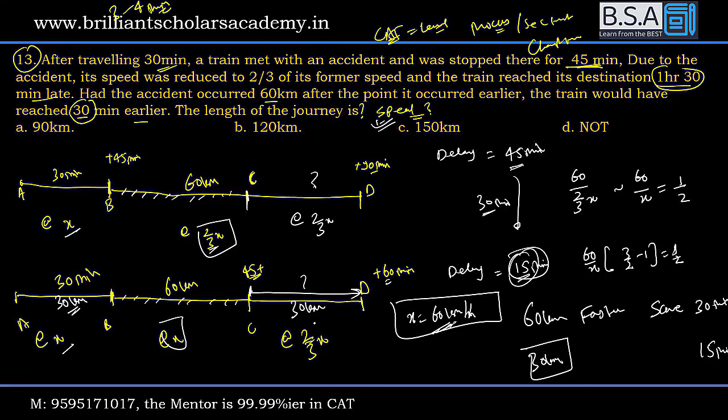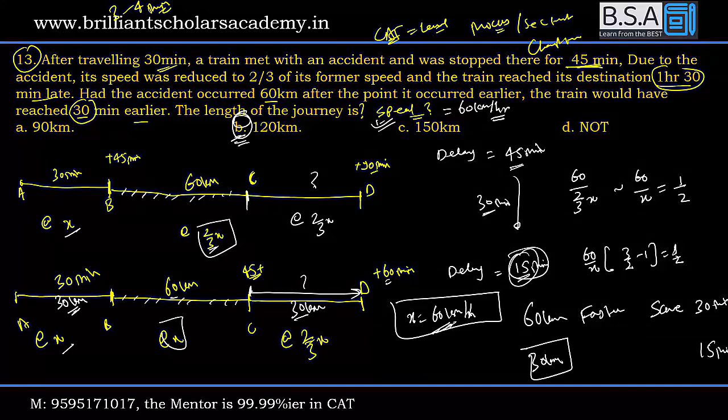So the last lap is 30 kilometers. Total is 30, 60, 30, 120 kilometers. You can answer for speed. Speed in this case is 60 kilometers per hour, and distance in this case is 120 kilometers. So this translates into a question based on comparison.